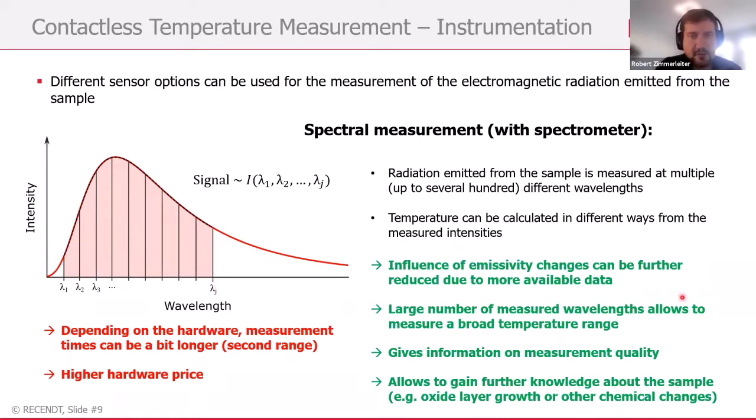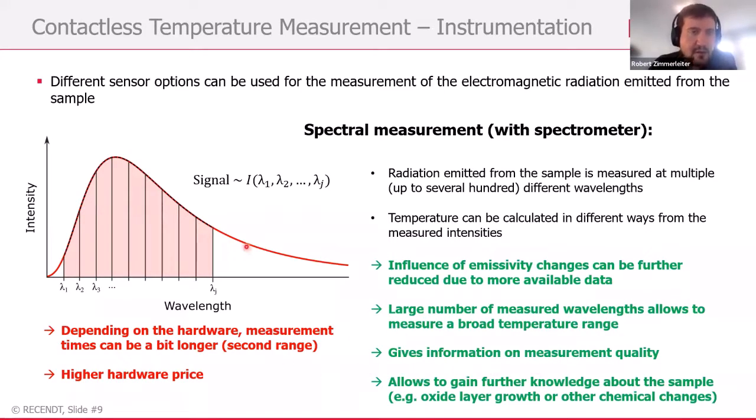The large number of the measured wavelengths allows you to measure a broader temperature range than you usually can with these 2-point or single-point parameters. And also, a very important point is that, since you have so much data, the shape of your spectrum gives you information about the measurement quality. So when analyzing the spectra, you can see if you measured a correct temperature or if you measured something else that might be influenced from the surroundings that you don't want to measure.